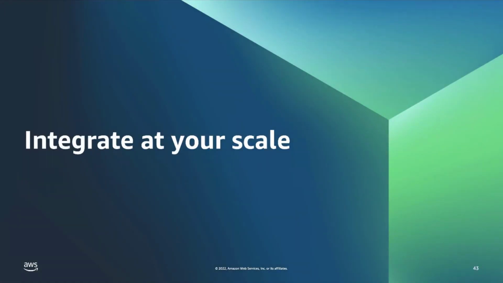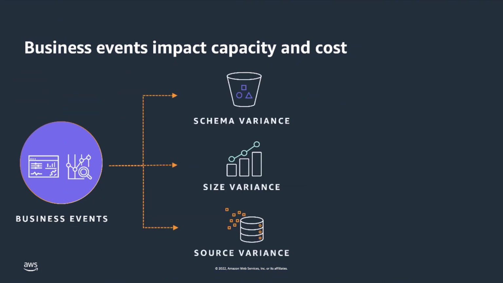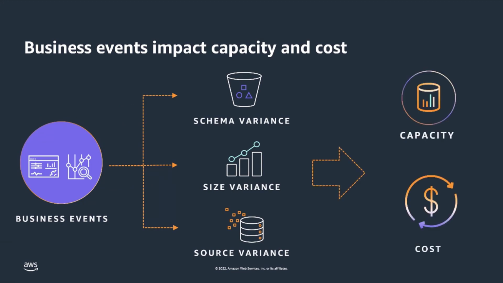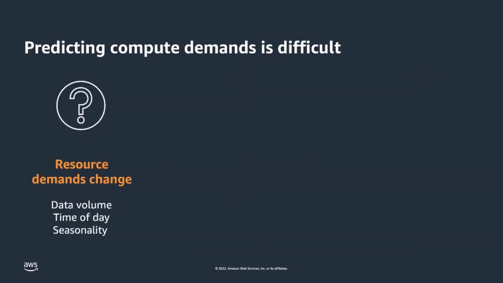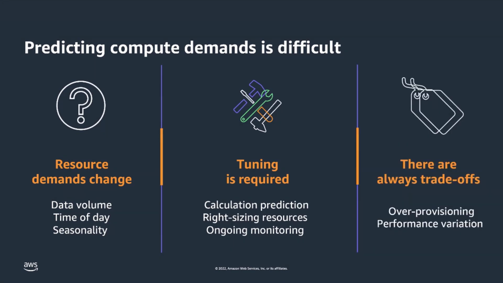So let's dive deeper real quick into integrating at scale, because scaling challenges are hard. You've got different business events, schema and size variance, source variance, and this, again, all impacts your cost and capacity. You've got resource prediction problems, tuning's hard, and yeah, everyone typically over provisions because the last thing you want is for it to fail. I'd rather pay 20% more than have to be woken up in the middle of the night.